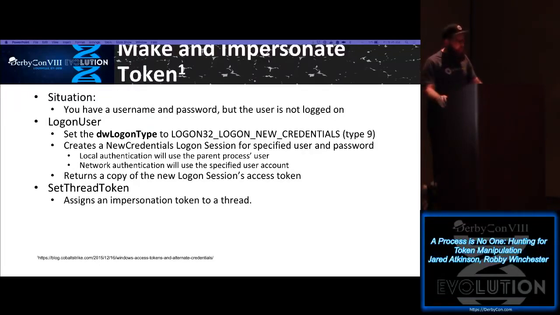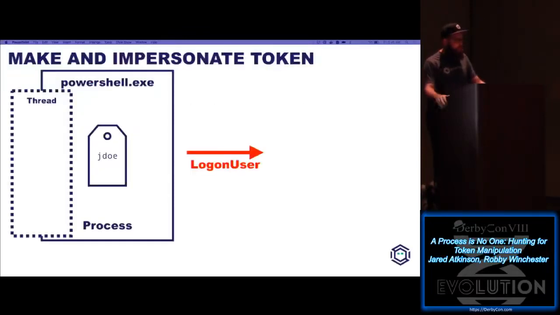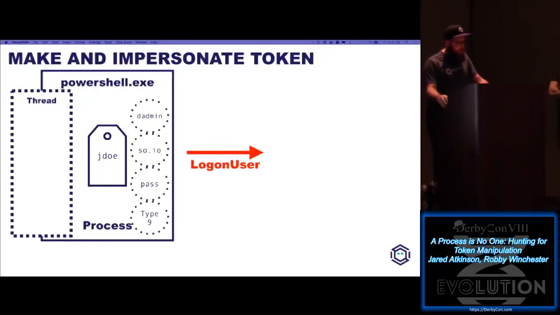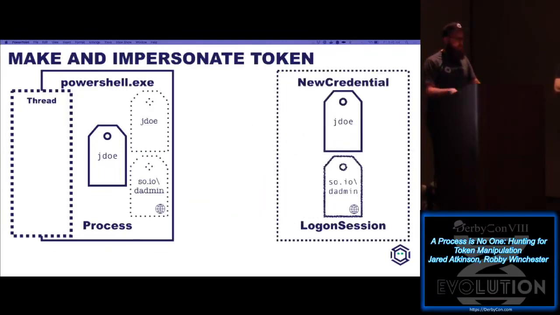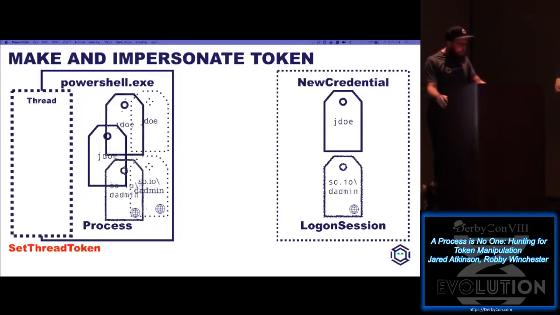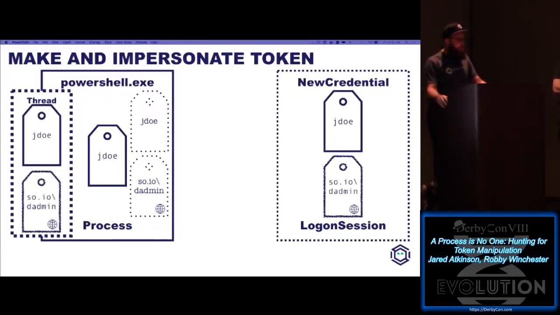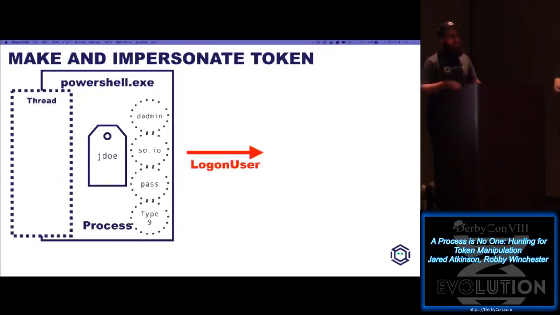And so attackers realize that they can do this, create a new logon session for the user that they want to impersonate using that username and password, and then they can call set thread token and apply it to themselves. And so that kind of looks like this. So I pass in the domain, username, password, type 9 logon, create a new logon session. Locally, I'll be running as my current user, John Doe, but on the network, I'll be running as this domain admin. And then I could call set thread token to apply that to my current thread, and now I'm operating again locally as John Doe, but on the network as domain admin.